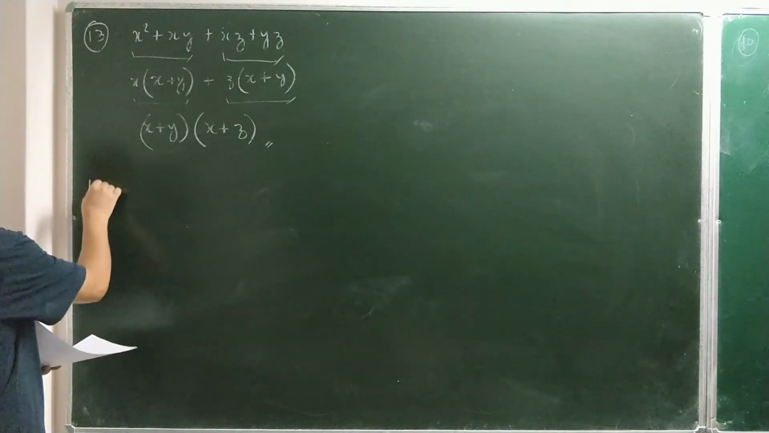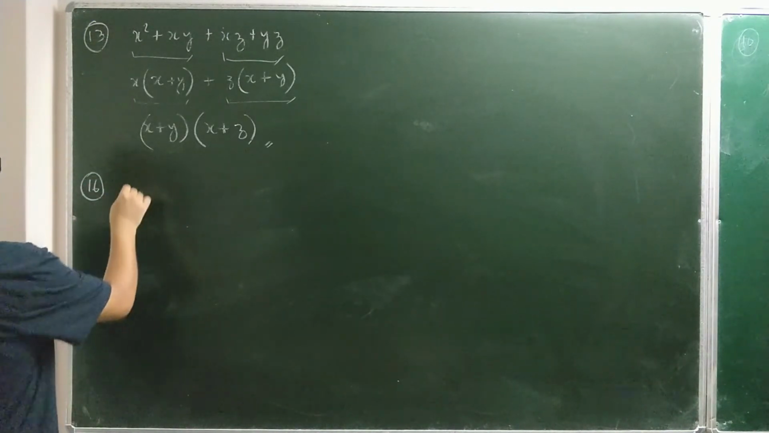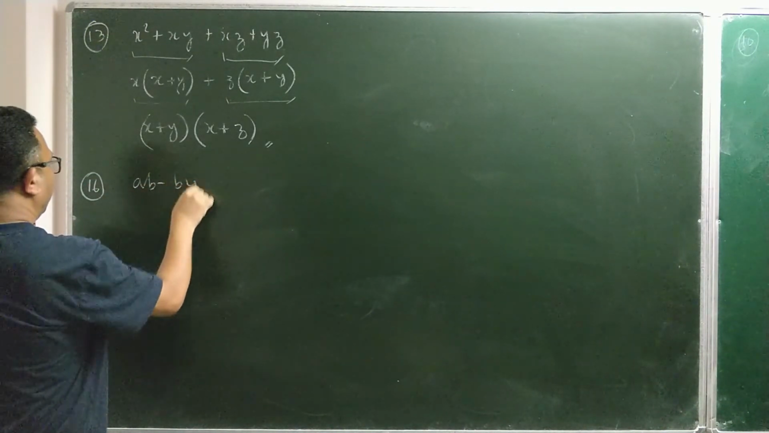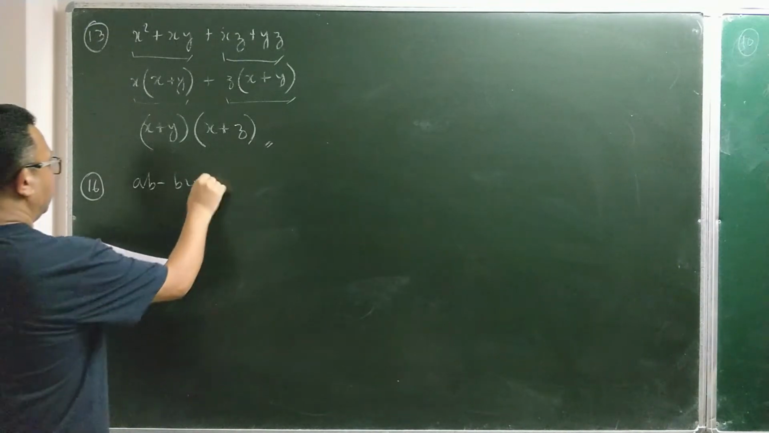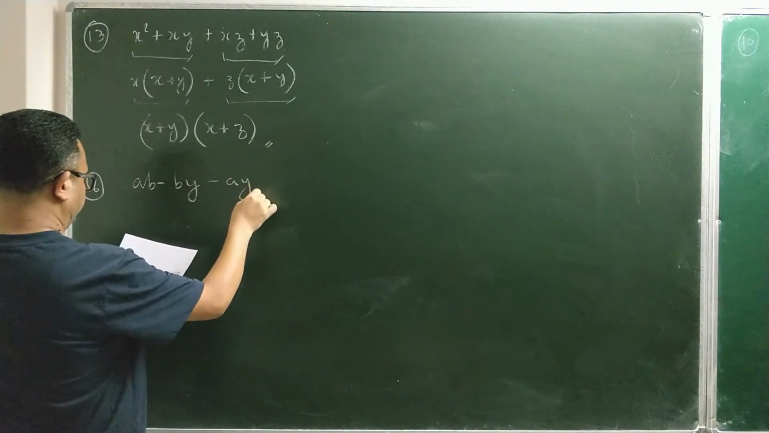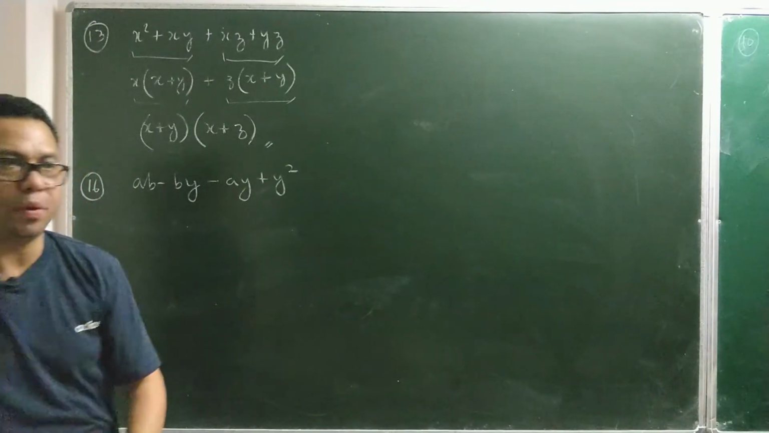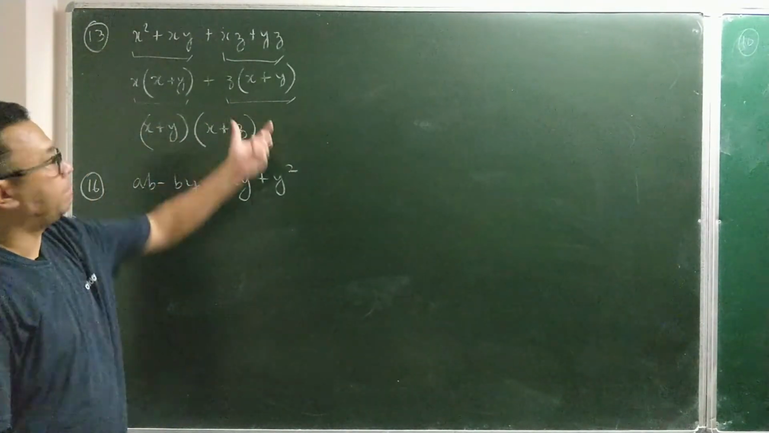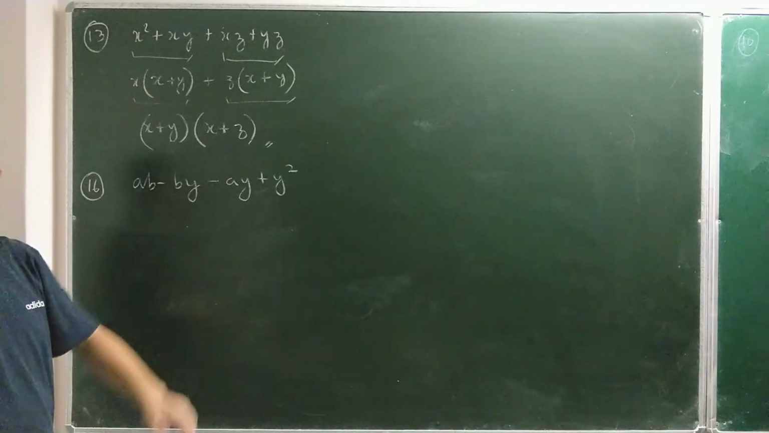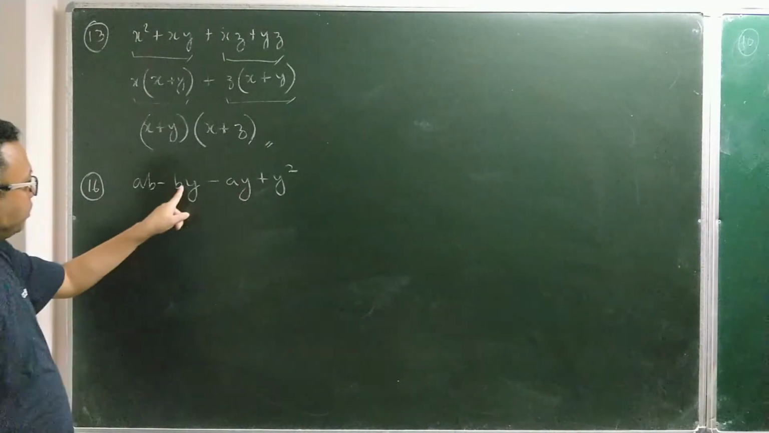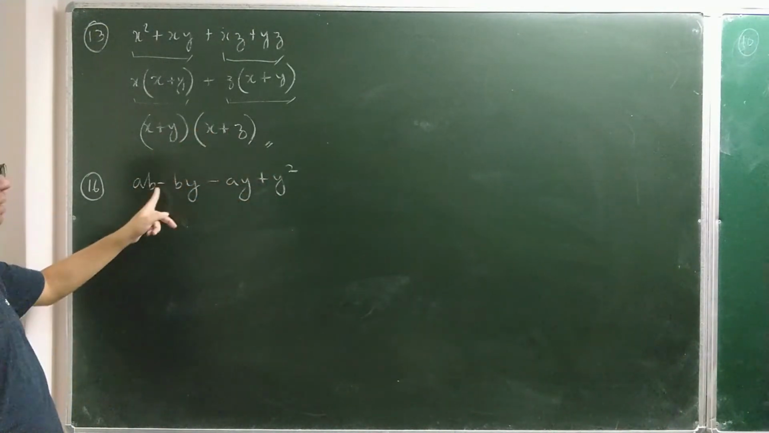Okay, going on to the next one. Now question number 16, it is AB minus BY minus AY plus y square. Sometimes when we are grouping it for the first time, it may not give you the same bracket. If it is not giving the same bracket, some modification you have to do. Maybe this one you have to bring here, this one you have to shift there, or bring this one here.